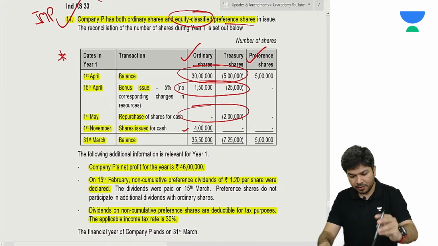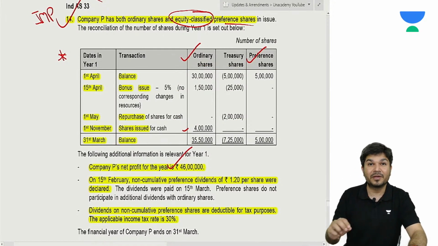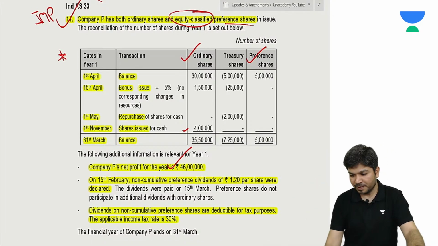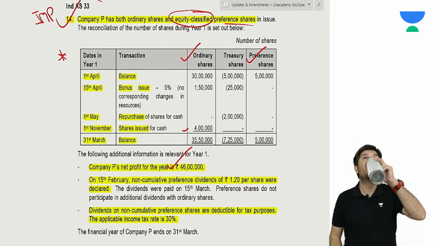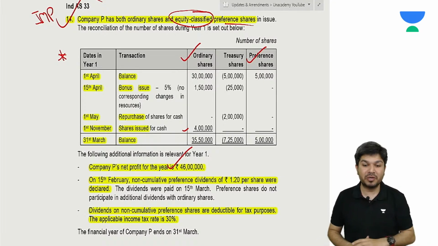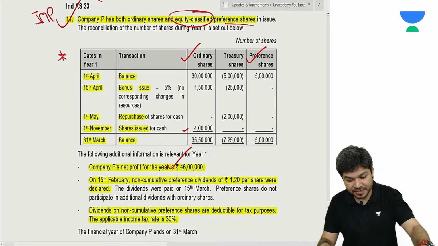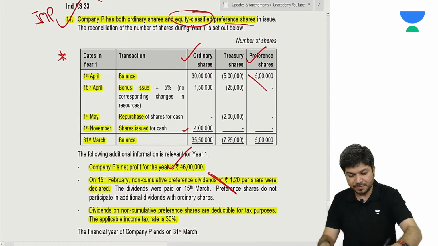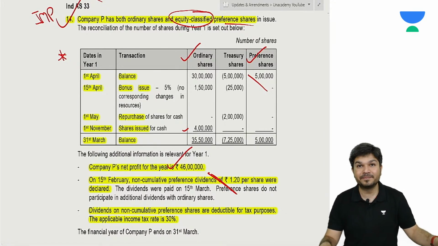Okay, so now I have a question for you. First of all, profit given is 46 lakh. Whether the profit will be before preference dividend or after, profit is PAT. Before preference dividend or after, sir? Before, because it's equity classified preference shares. To deduct the preference dividend, they came out with preference dividend 1.2 per share. So 5 lakh shares into 1.2. Are you getting 6 lakhs?